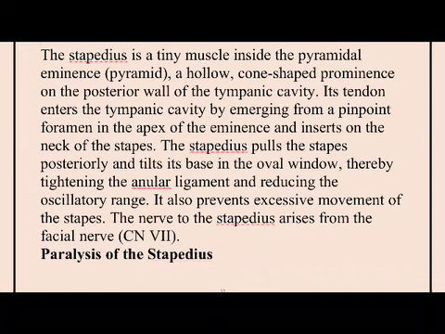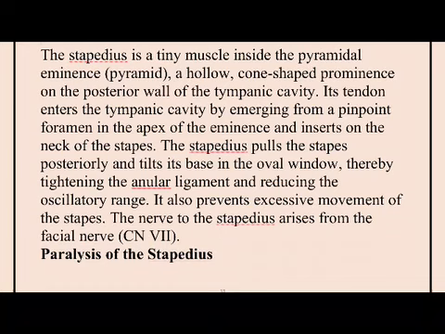The pyramidal eminence is actually a hollow cone-shaped prominence on the posterior wall of the tympanic cavity. So inside it you have the stapedius muscle. The tendon of the stapedius muscle enters the tympanic cavity by emerging from a pinpoint foramen in the apex of the eminence, that's the pyramidal eminence. And on doing that, what does it do? It inserts on the neck of the stapes.